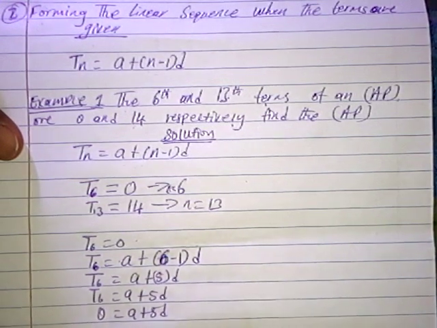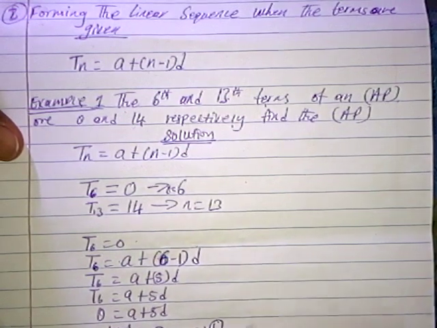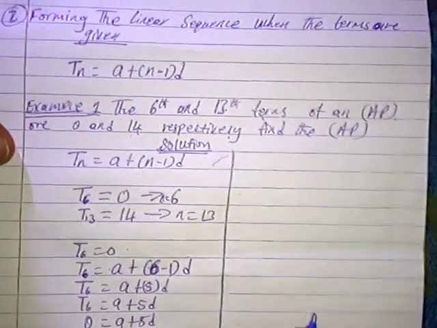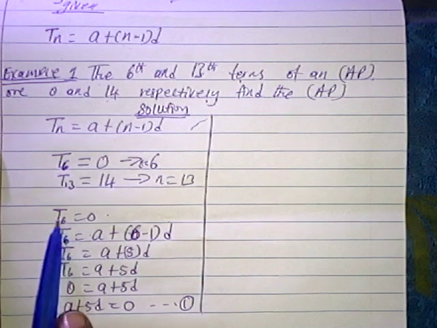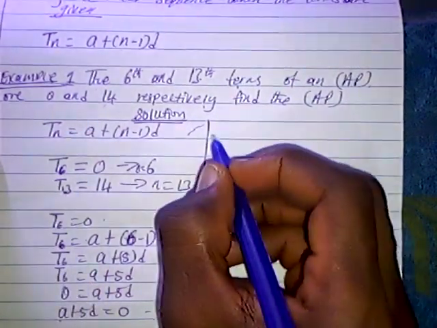Now you can change the equation. So A plus 5D is equal to 0. We say equation 1. For space, let's manage the page. Do you see what we did for T6? It's the same thing we are going to do for T13.